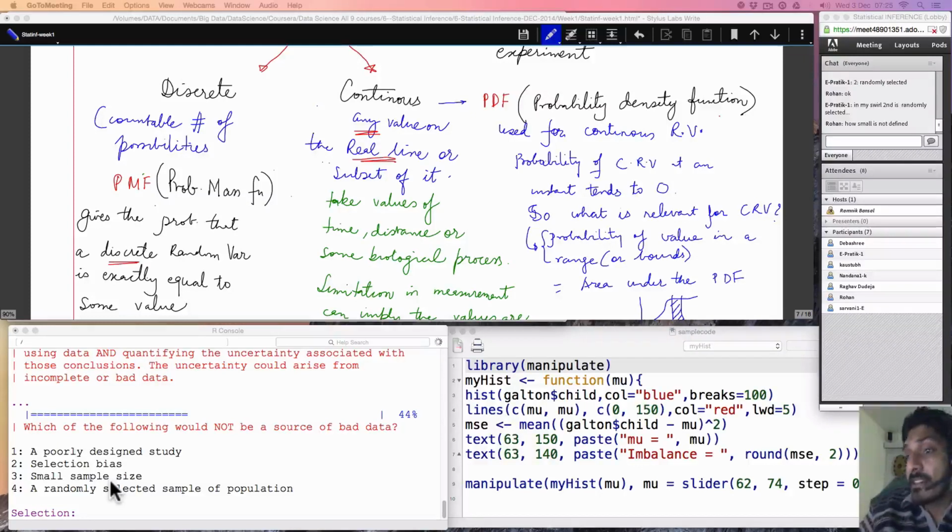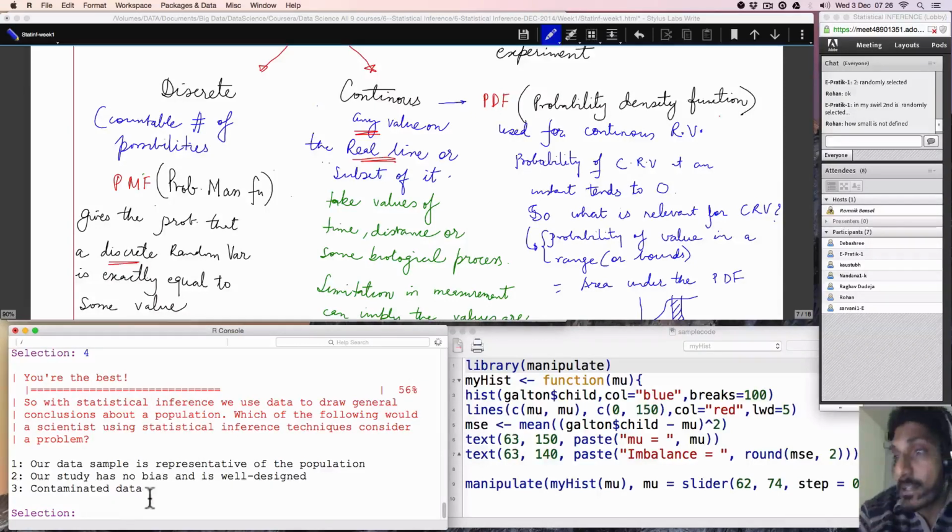And then it says sample, it does not say small sample, then also chances are less. So we say, okay, the first three, so the fourth is the possibility that it is not an example of bad data.